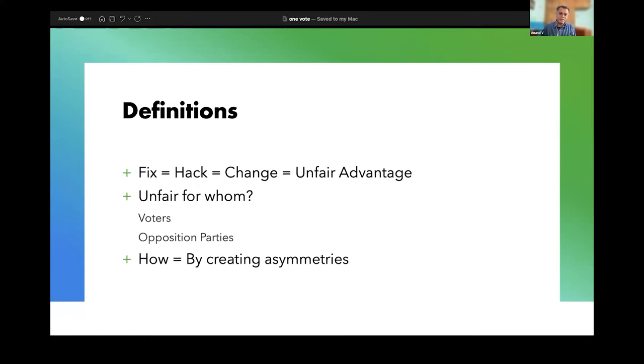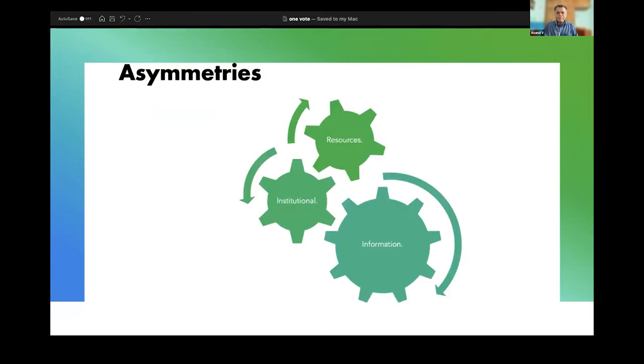So that is really the definitional aspect of what we need to talk about now, right? So moving forward, there are three fundamental ways in which you can create these asymmetries. And all these asymmetries are linked together and they feed off each other. So the first is information asymmetry, that you have information itself. And then there are institutional asymmetries, which create resource asymmetries.